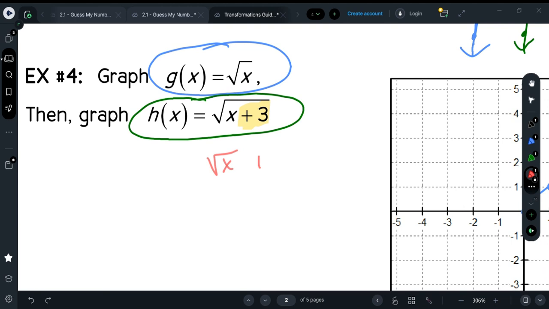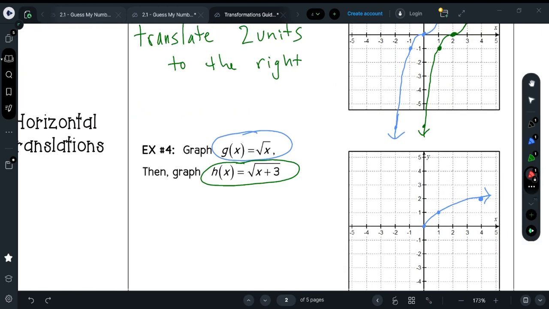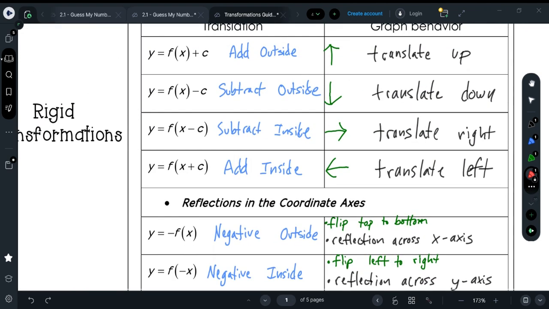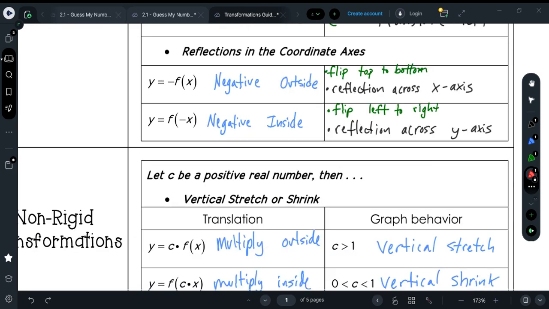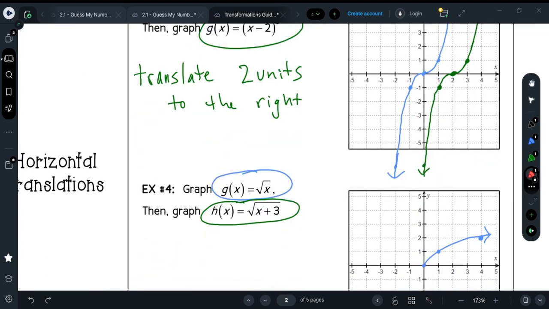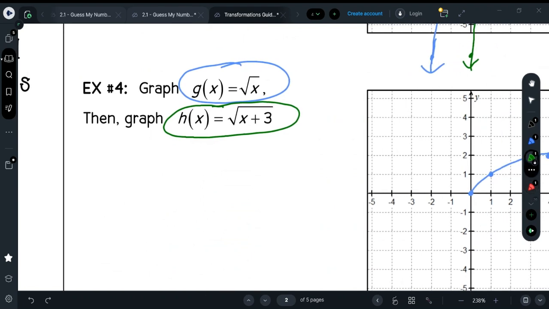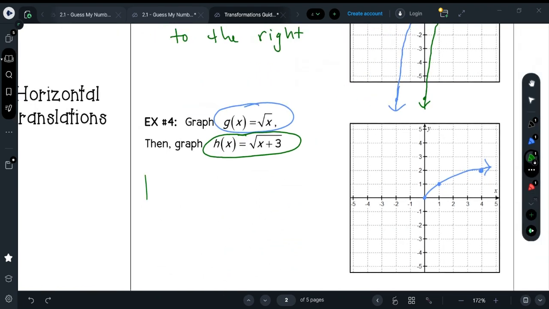All right? We've got +3 on the inside, and now we can reference our notes if we want. When we add on the inside, it moves the graph to the left, so that's what's going to happen here. We're going to translate left. And it's a 3, so it's 3 units. So we'll write this down. We'll say translate 3 units to the left.